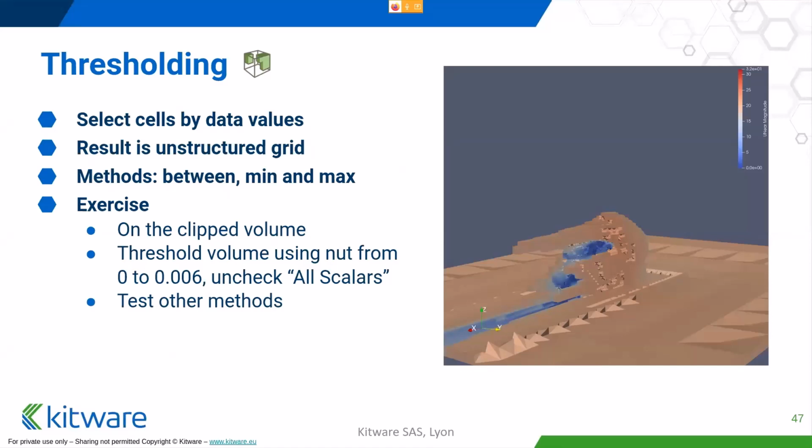Okay, so another feature which is quite interesting is threshold. It lets you select cells by data values. The result is an unstructured grid, and you can select between two values, or all values higher than something, or all values lower than something. So that's how it looks.